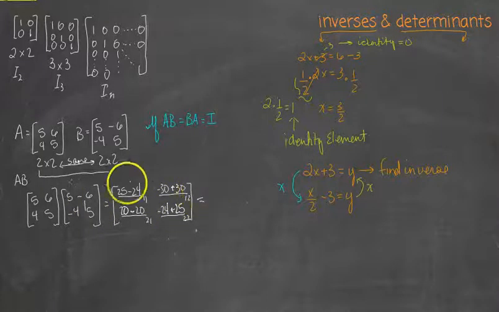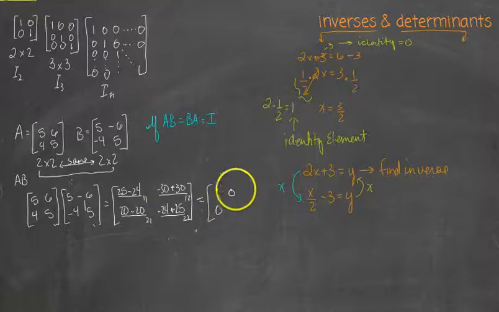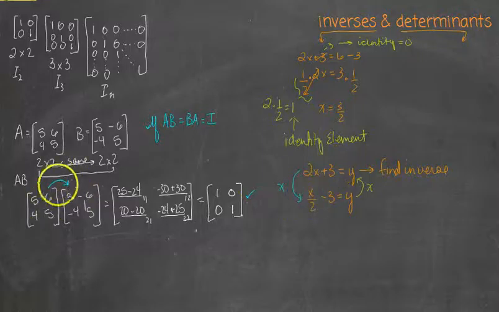So let's simplify. And I have 25 take away 24 is 1, 20 take away 20 is 0, negative 30 plus 30 is 0, and negative 24 plus 25 is 1. So in one direction now, I have shown that this is an identity. Multiplying in one direction, I've gotten the identity out.